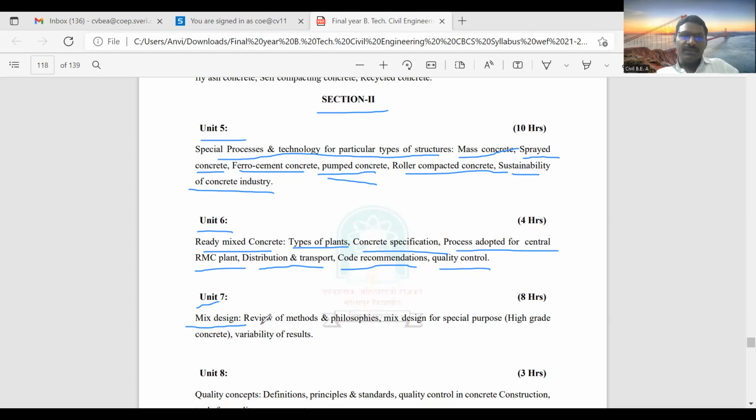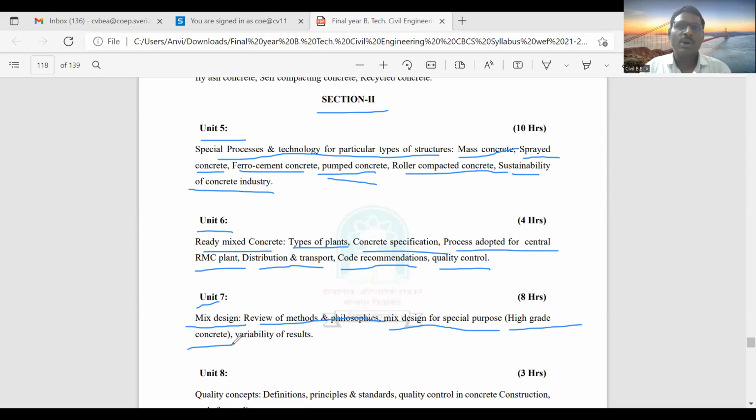Then a review of methods and philosophies. The IS code is there for this design. Then mix design for special purposes, that is high grade concrete. Generally up to M25 grade we can use general proportions: 1:2:4 for M15, 1:3:6 for M10, and 1:1.5:3 for M20. These are the standard proportions for these grades.